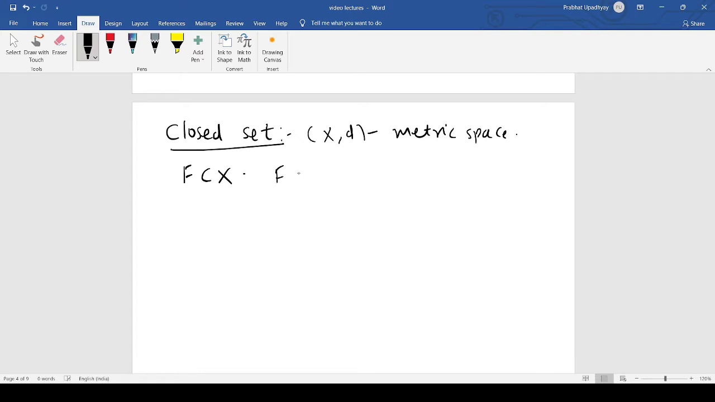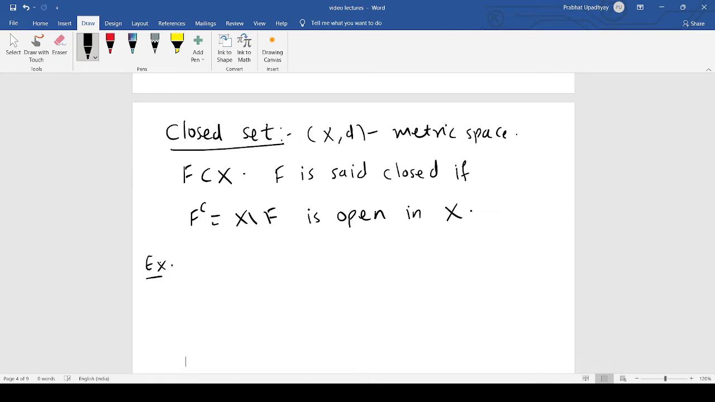and say F is a subset of X. Then F is said to be a closed set, or simply closed, if its complement in X, F complement, that is X minus F, is open in X. So if the complement of a set is open, we say that set is closed. Remember, when we are saying just closed, we mean closed set.